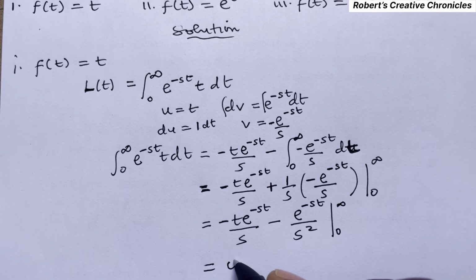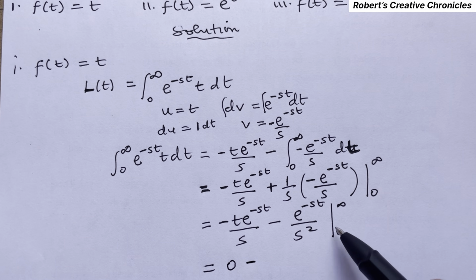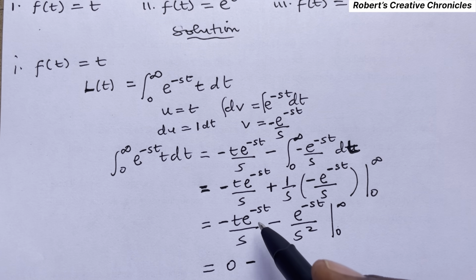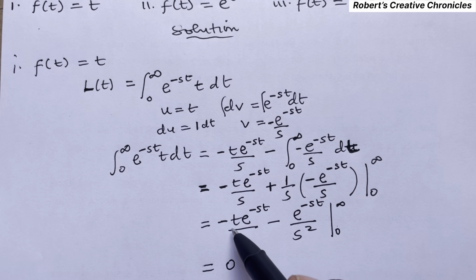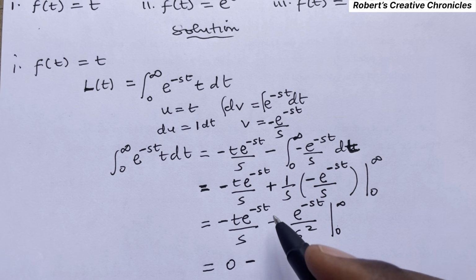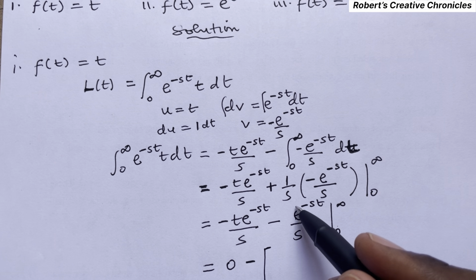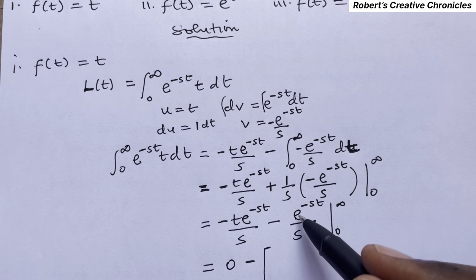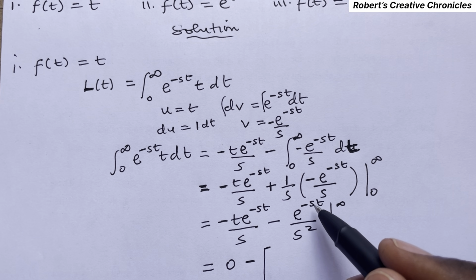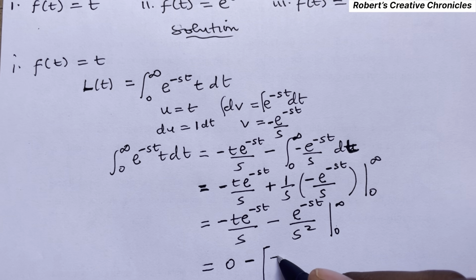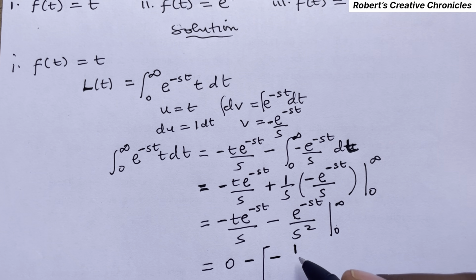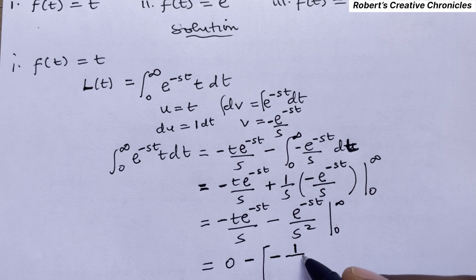So it will become 0 minus the value at 0. Substitute 0 here: exponential 0 is 1, and here t is also 0, so everything in the first term will be 0. Then, remaining this term, it will be exponential 0, which is 1. So it will be negative 1 over s squared.